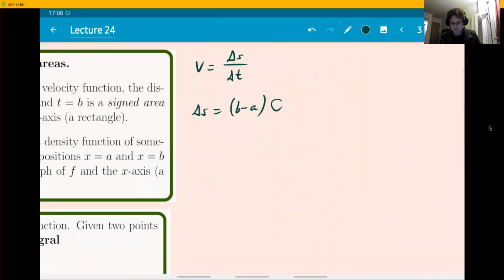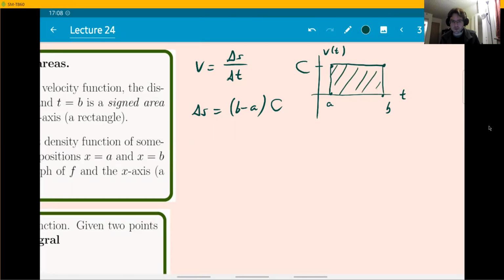If you think about this, it's actually equal to the area under the graph, in case the c is a positive number. So this is the velocity function, v of t against t. A little graph here. B minus a is the base of this rectangle, and c is the height. The area of this rectangle is giving you the total displacement.